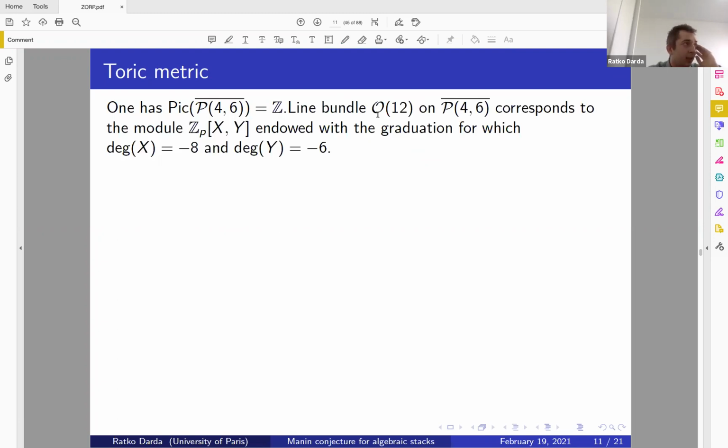Now one can see that a line bundle on this stack, as usual, will correspond to a graded module, because we want the sections of O of 12, like we have seen what we want for sections. You want x3 or y squared, so that the degree of these sections is 0. You deduce that O of 12 is the module that has a grading such that the degree of x is minus 8, the degree of y is minus 6.